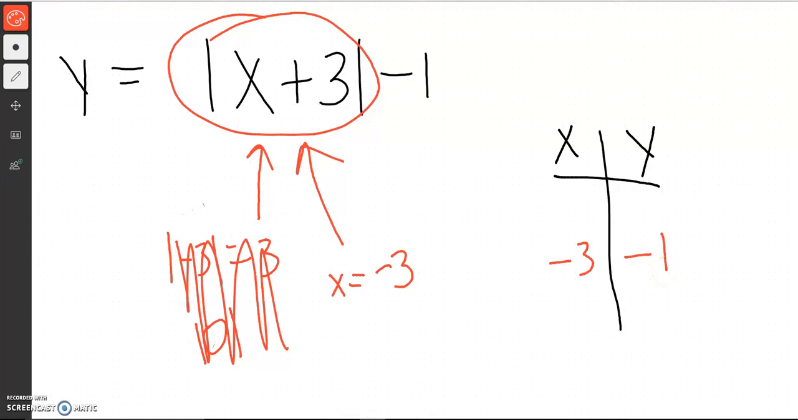That's my first point. Now what I'm going to do is I'm going to pick one point that is above it and one point that is below it. So one point that would be above would be -2. And one point that would be below would be -4. And I always want to go in order, from least to greatest. So -4, -3, -2. Then I'd plug those things in. -4 plus 3 would be -1. But my absolute value, so I'll plug these things in down here.